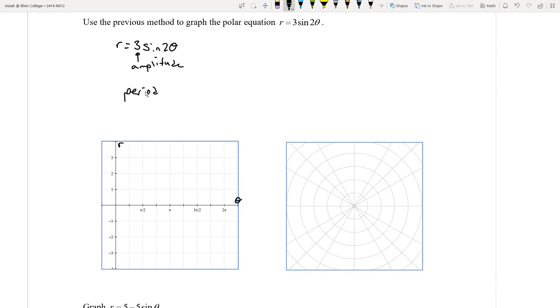And the period involves this guy here. So we take p equals 2 pi over whatever this number is. So in this case, it's 2. So our period here is just pi. Sine, we start and end at the midline. And then we'll go up, midline, down, midline. And so graphing one period will look like this, or approximately.